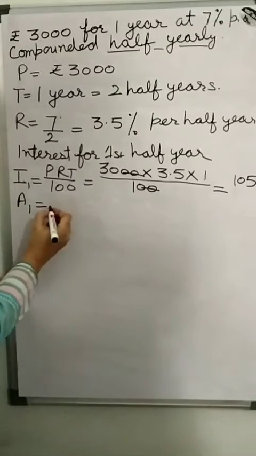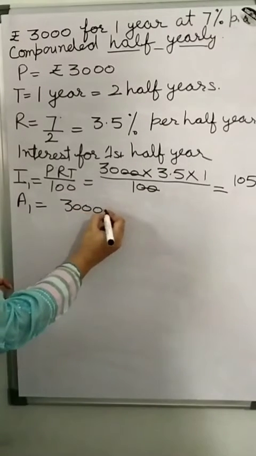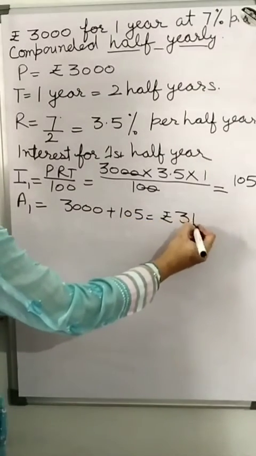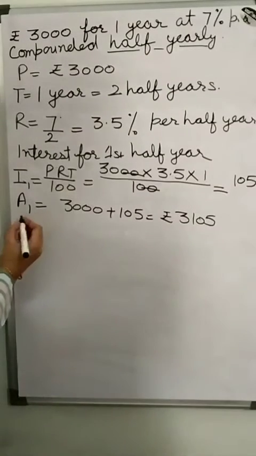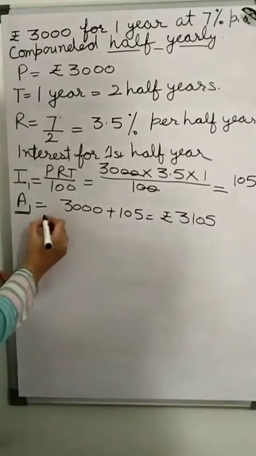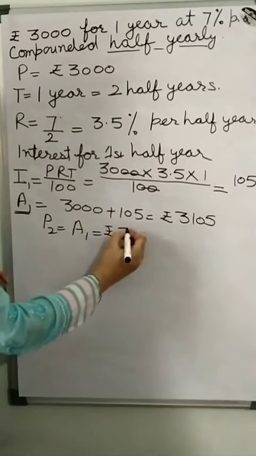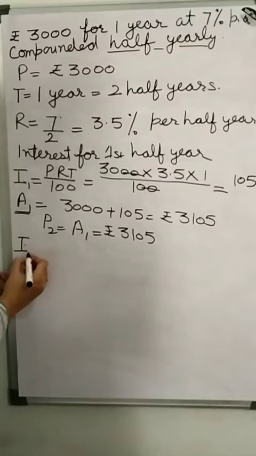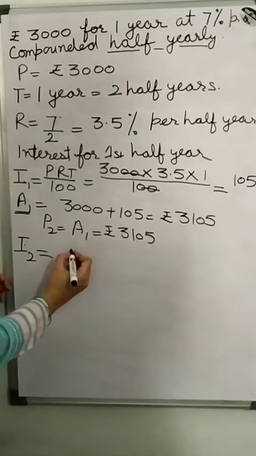Amount is equivalent to principal plus interest. That is 3000 plus 105. It is equal to rupees 3105. And this amount becomes the principal for the next year. So P2 is equal to the amount, which is 3105. Now you calculate I2.